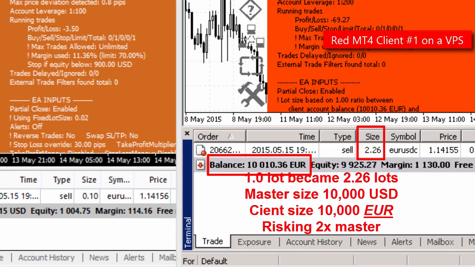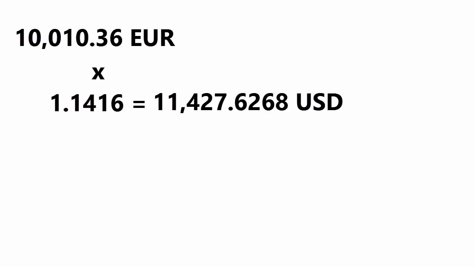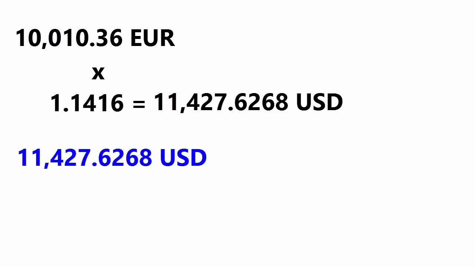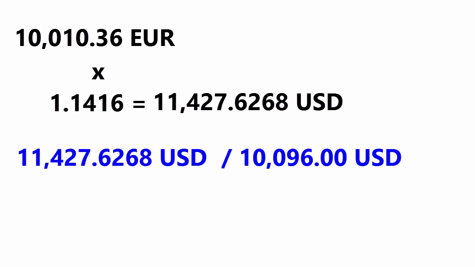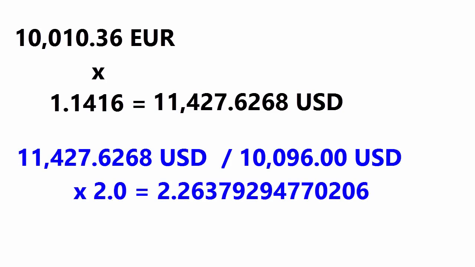Let me explain how client EA calculates this in just a fraction of a second. It takes the client account size in euros and multiplies it by the euro-dollar rate to convert to the master account's deposit currency. Then the client account size in dollars is divided by the provider's account size, and the resulting number is multiplied by the risk ratio value set in the EA settings. The number we get is obviously rounded according to the follower's account parameters set by the broker, and only then we get the final lot size of 2.26.